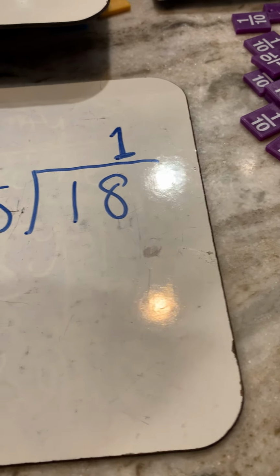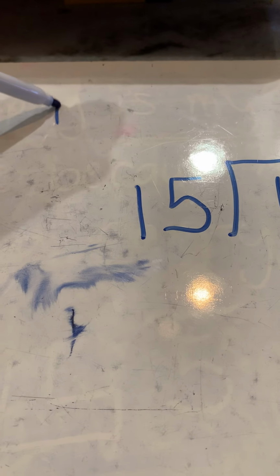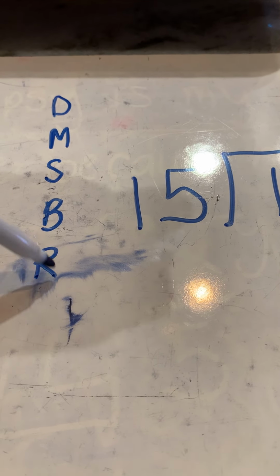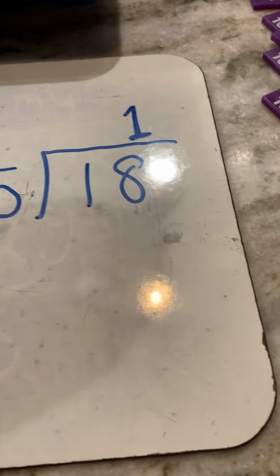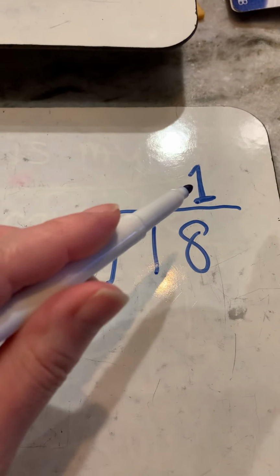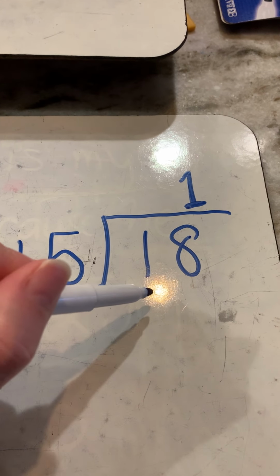So I'm following the same steps that I've done when I divide: multiply, subtract, bring it on down, and bring it on back. The R means repeat. So one group of 15 fits into 18. 1 times 15 is 15.